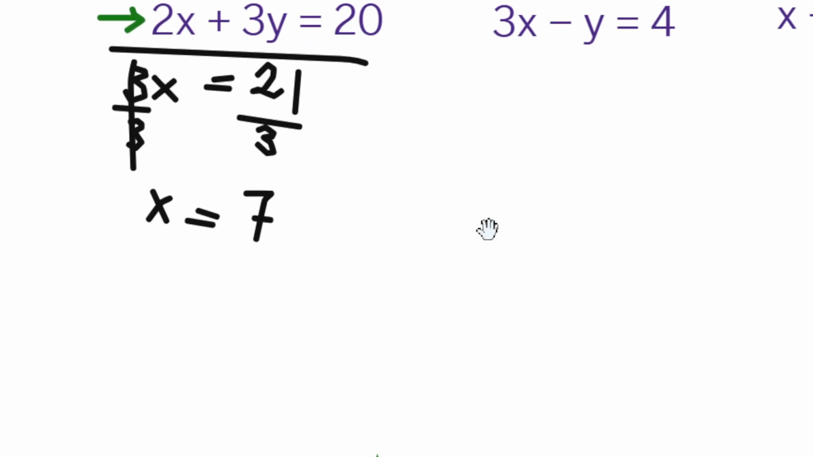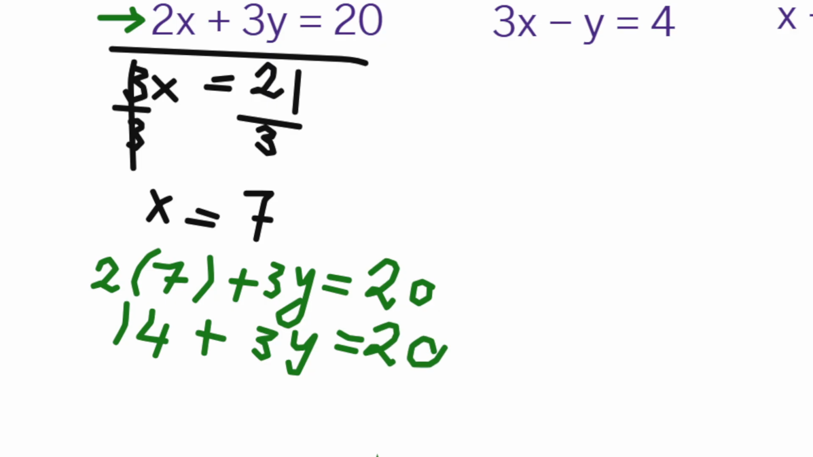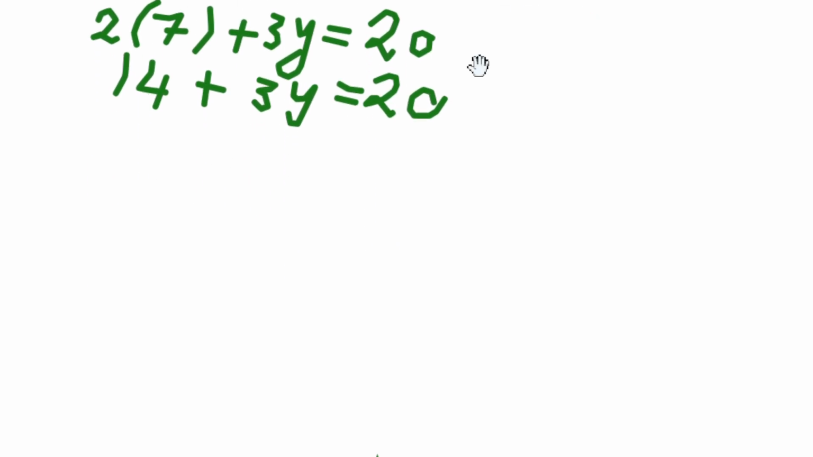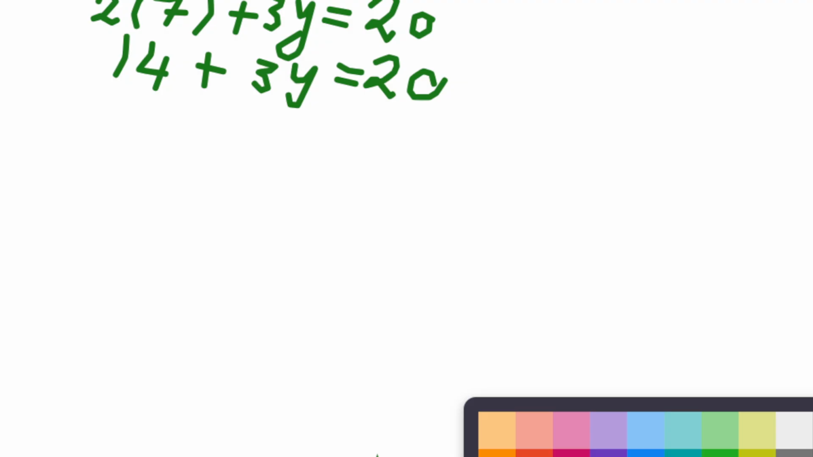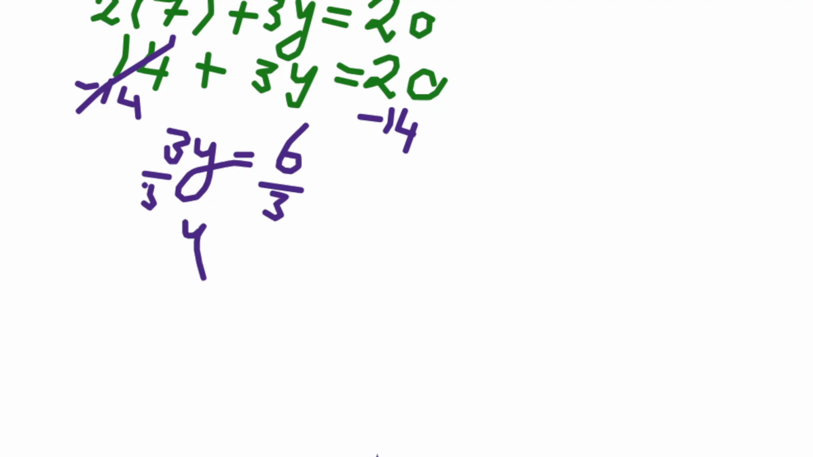So let's substitute here. We have 2x. Instead of x, I'll use the value of x, which is 7, plus 3y equals 20. 2 times 7 is 14, plus 3y equals 20. Now this is a linear equation, a two-step equation. How do we solve it? We'll do minus 14 on both sides. This cancels. You will have 3y equals 20 minus 14, which is 6. Divide by 3, divide by 3. So y equals 2. And that's it.